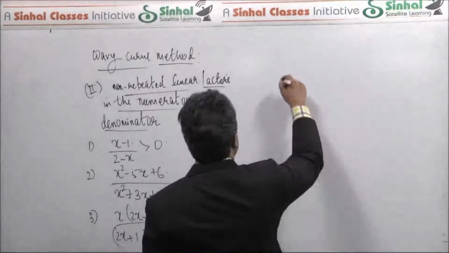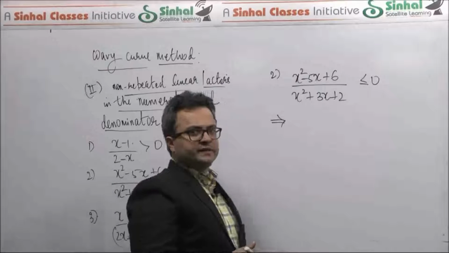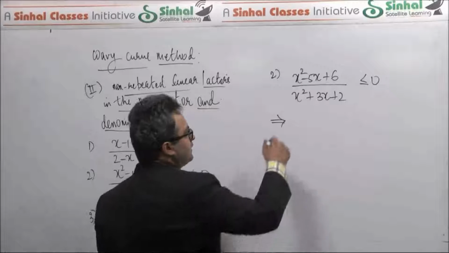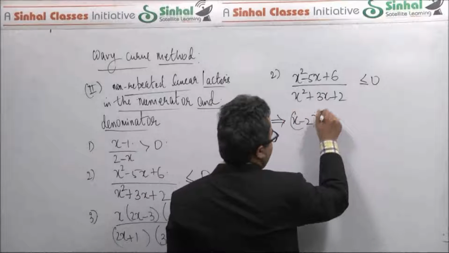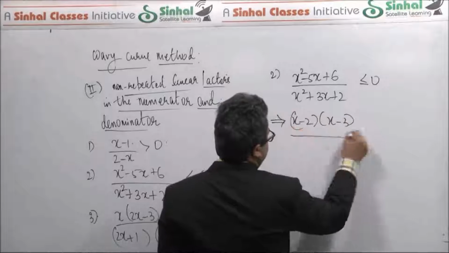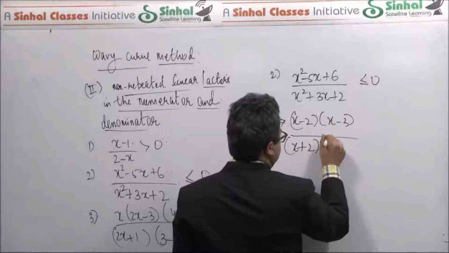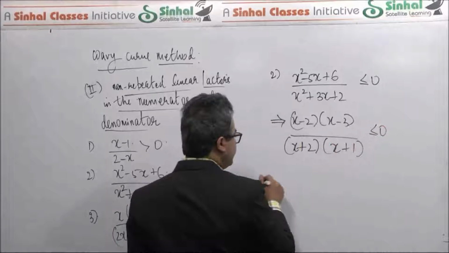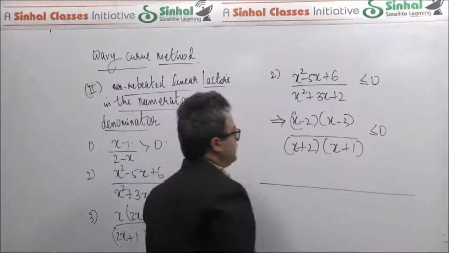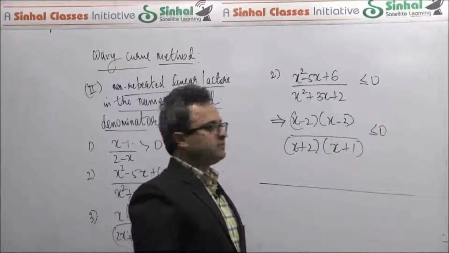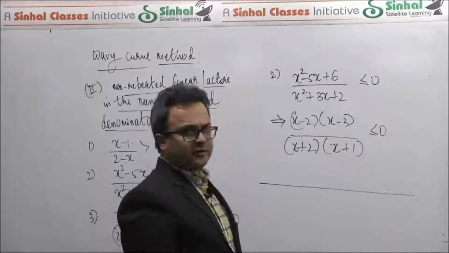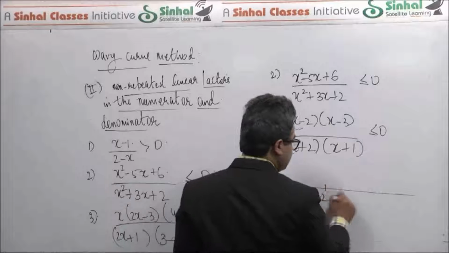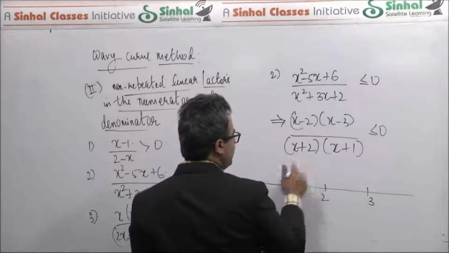So for example, again what we can do is first factorize the numerator and denominator separately. So this is the final form of the inequality. Right? Now again, there will be a total of 4 critical points over here. So 2 and 3 come from the numerator, and over here minus 2 and minus 1.